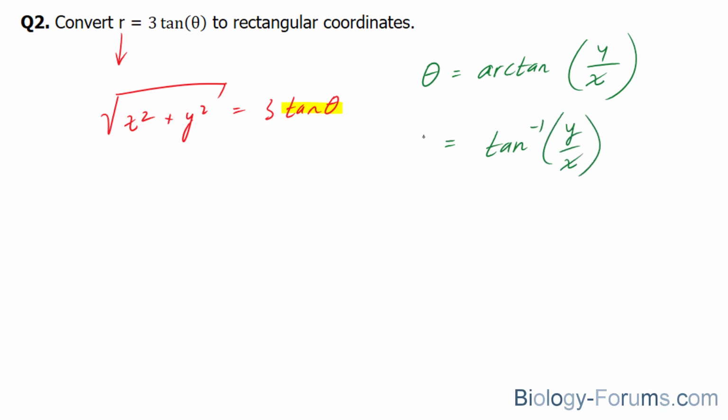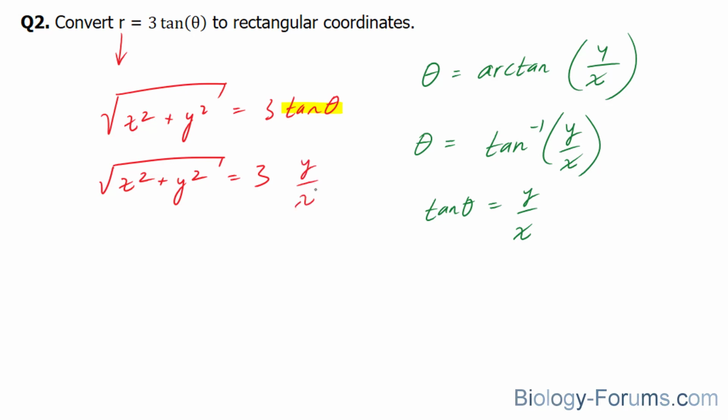There you go. And what I'll do is bring it back to its original form. Tangent theta is equal to y over x. So what we can do is replace tangent theta with y over x. Let's do that. I'm going to rewrite the part that I haven't changed. I'm going to leave this 3 there and replace this tan theta with y over x. Perfect.